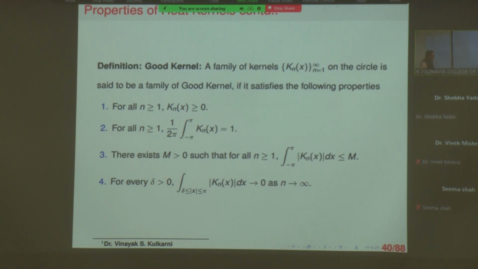And one more important property: for delta positive, the integration over this particular range, that is, delta is less than or equal to mod x is less than or equal to pi, the absolute value of K_n(x) tends to 0 as n tends to infinity. You need to understand this particular interval over here.